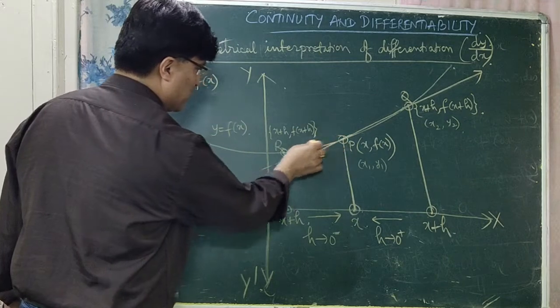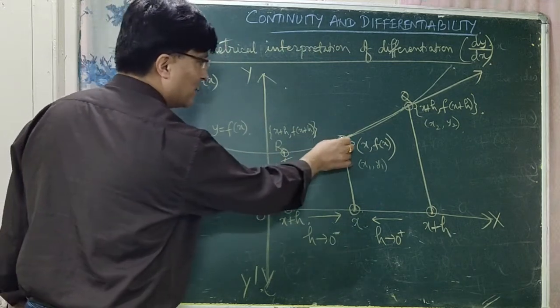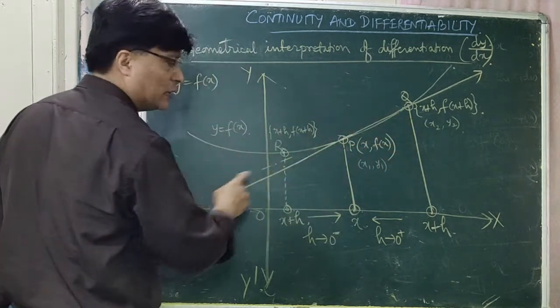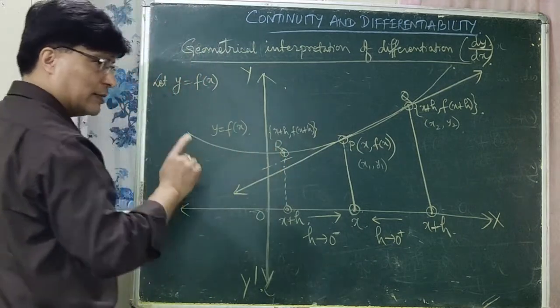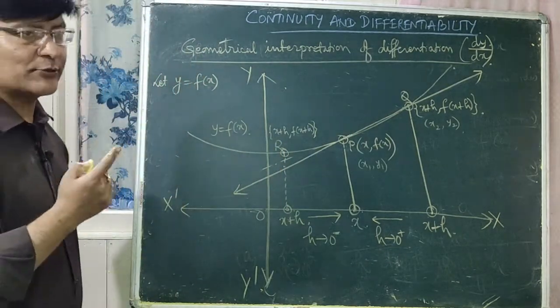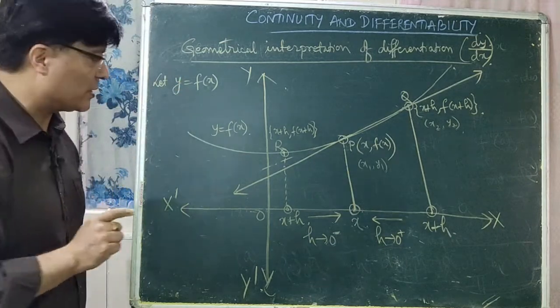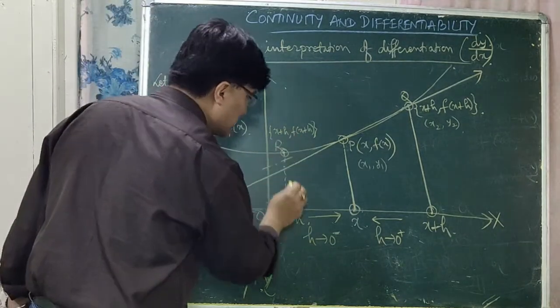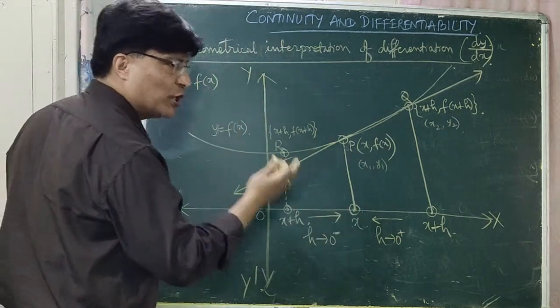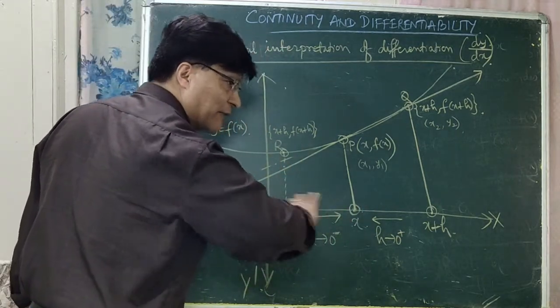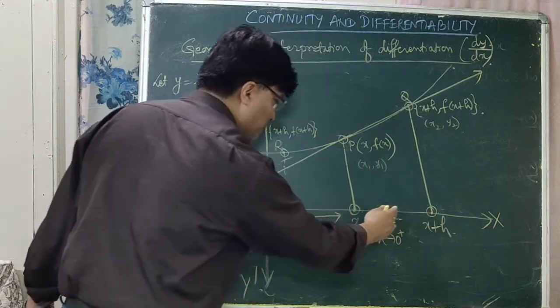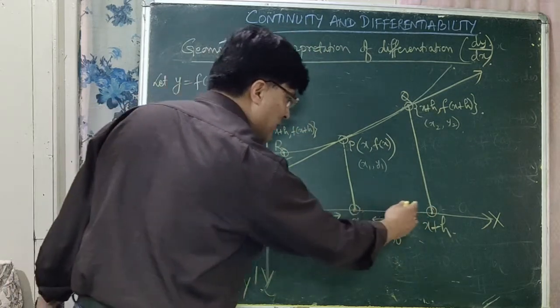Or you may take the slope of this line PR. By joining P and R, you will get another straight line. You can get the slope of PR also. That is, what is the slope of the straight line? It is equal to difference of ordinates divided by difference of abscissa. But in this case, h is approaching towards zero from which side? From the left hand side. In this case, h is approaching towards zero from the right hand side of x.